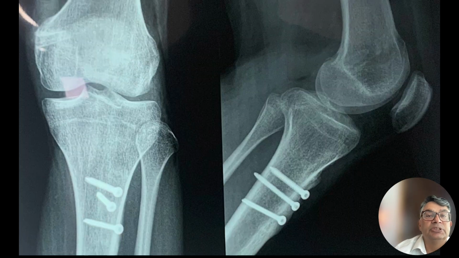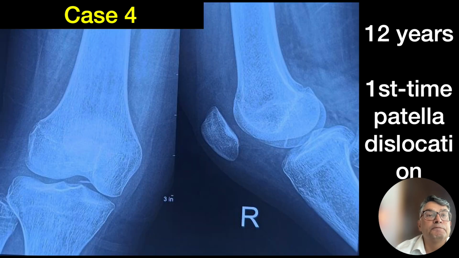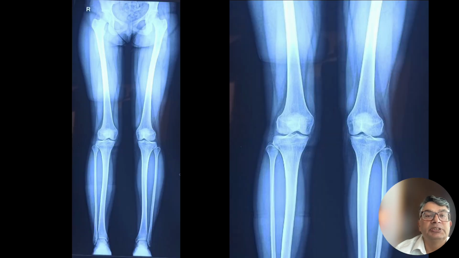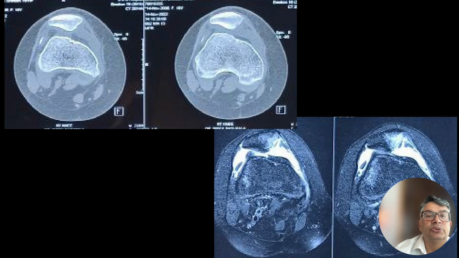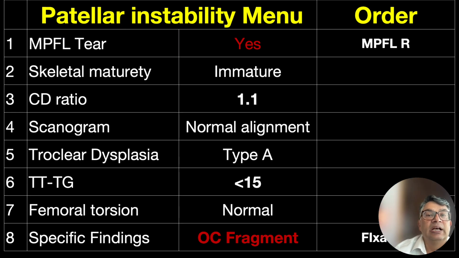Right side. So this is all united and healed. Another case, a 12-year-old, first time patellar dislocation, scanogram normal, MRI and the CT scan was done. You could see that there was a small bony fragment, an osteochondral fragment in this one, and then this was the menu that has been prepared. So MPFL tear and the osteochondral fragment.